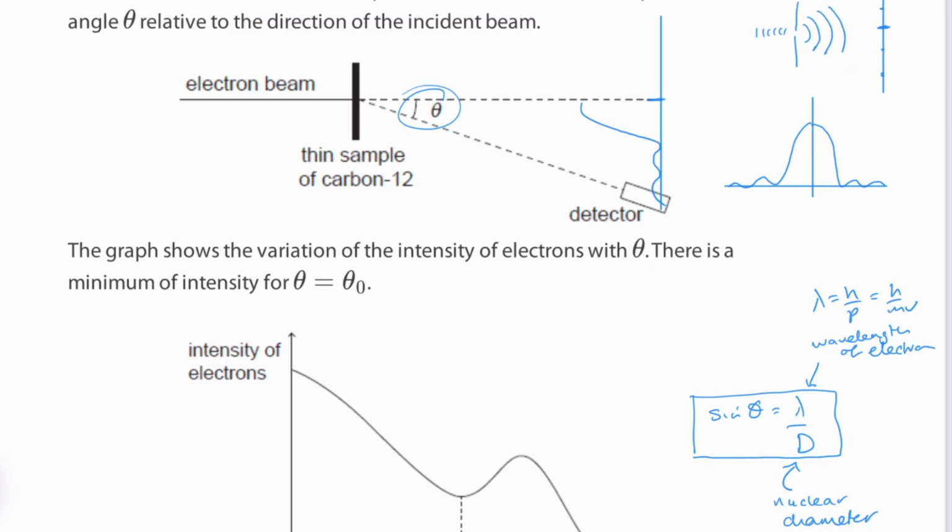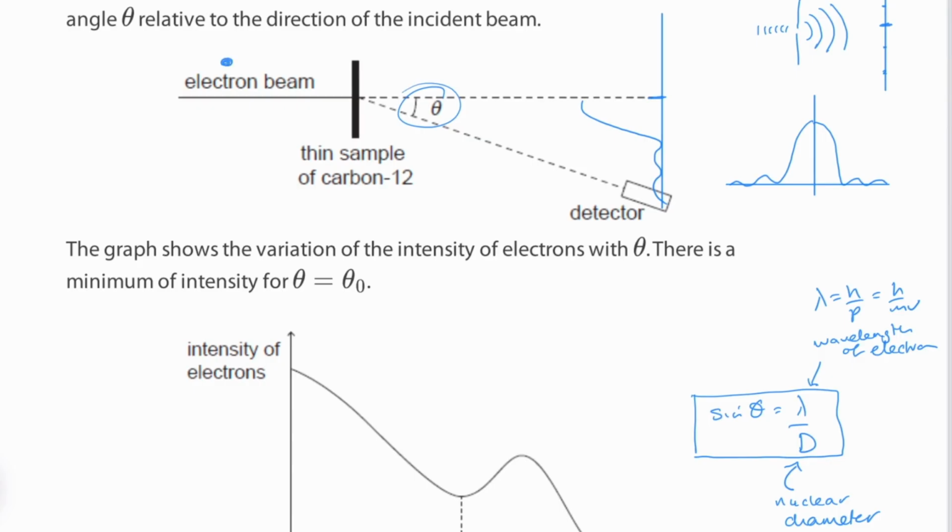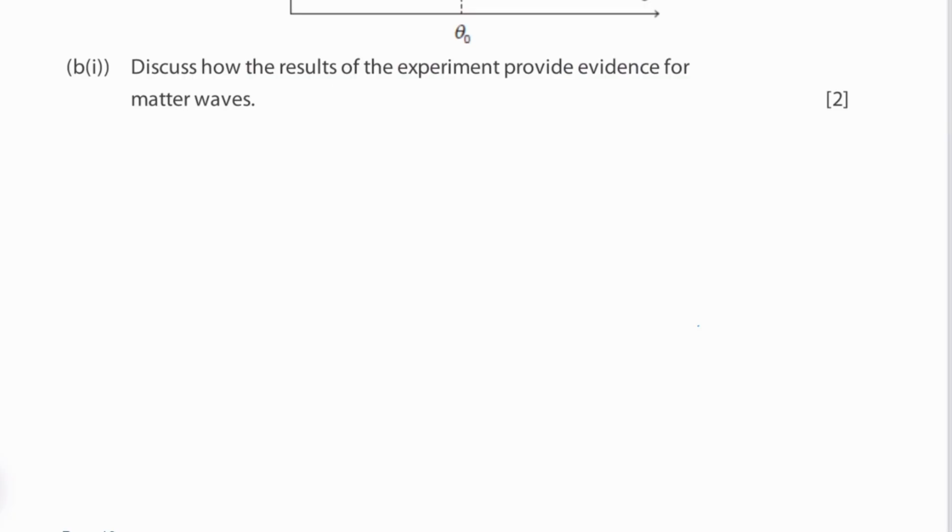The kicker here is, even if you send one electron through at that speed, you'll still see that pattern. That means that it's not just loads of electrons hitting the screen and causing this intensity pattern. If you put one electron through here, it has the wave-like properties to cause this intensity pattern. Now back to the question. Discuss how the results of the experiment provide evidence for matter waves.